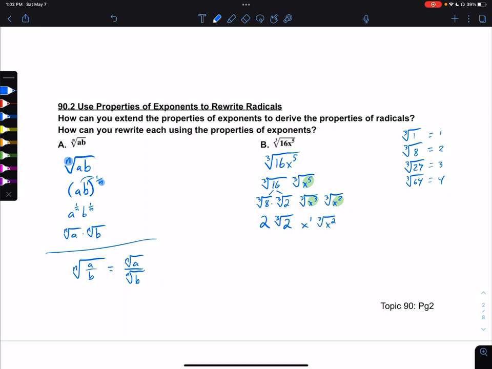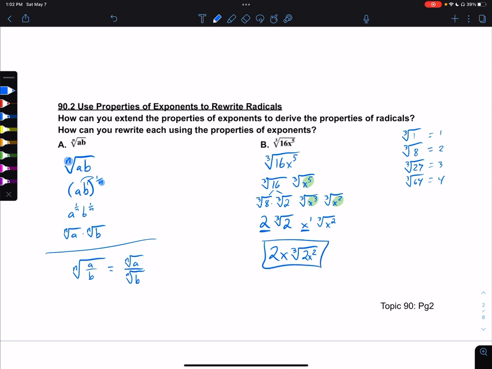So from here, I'm going to then take my outside pieces, the 2x, and write those on the outside. And then this cube root of 2 and the cube root of x squared, they are both cube roots. So I'm going to put them back together on the inside. And this would be my simplified expression.